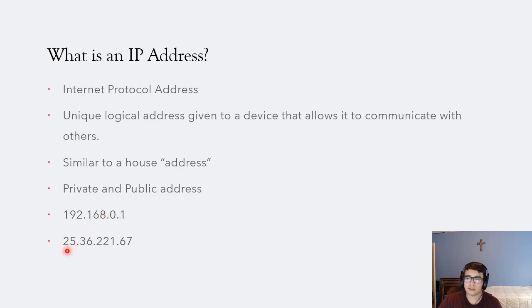And another one is 25.36.221.67. That's just a random number I came up with off the top of my head, but I know it's not in the range of a private IP address, so this is definitely a public IP address.